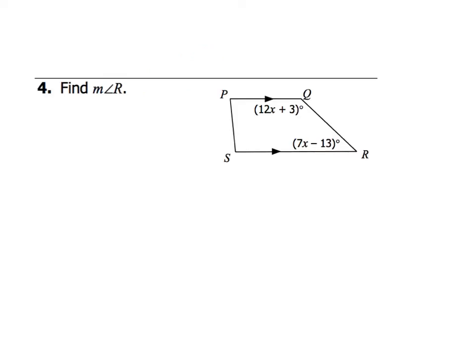This next one, is it an isosceles trapezoid? Well, we can't say it is because we don't have congruent opposite sides, but we do have parallel lines. We know that when we have parallel lines, angles right next to each other add up to 180. So that means angle Q plus angle R equals 180 degrees. Go ahead and do the algebra and let's see what you get for your final answer.